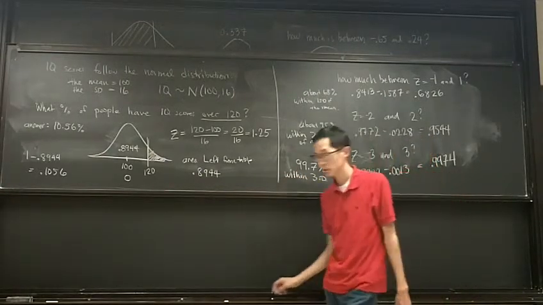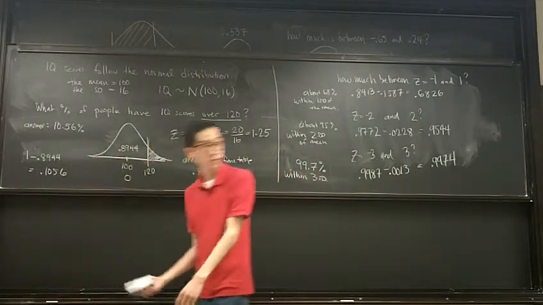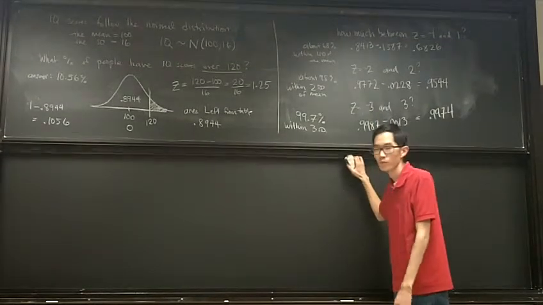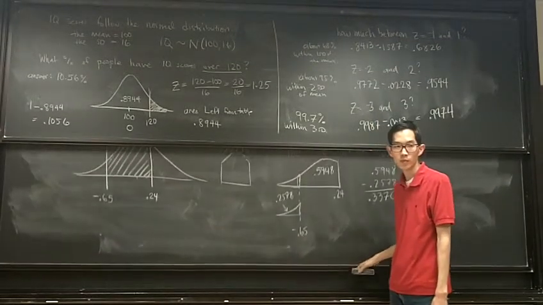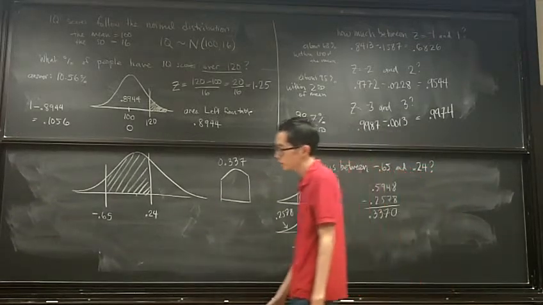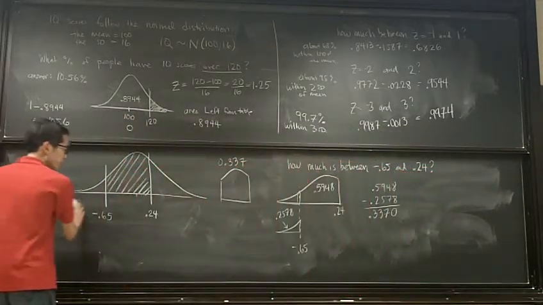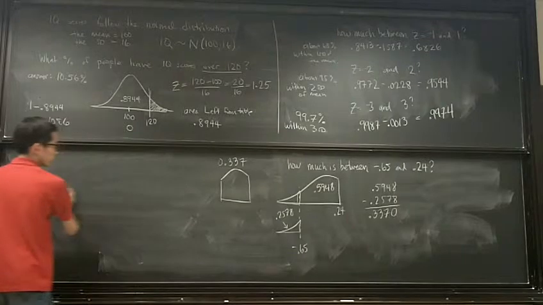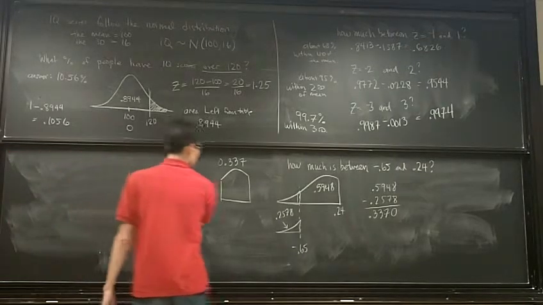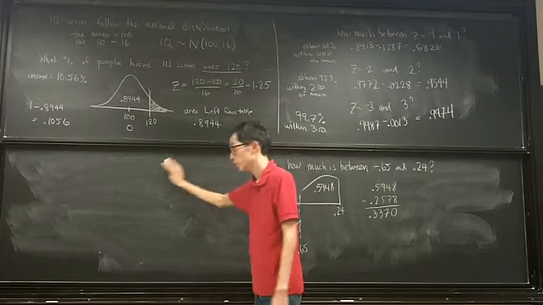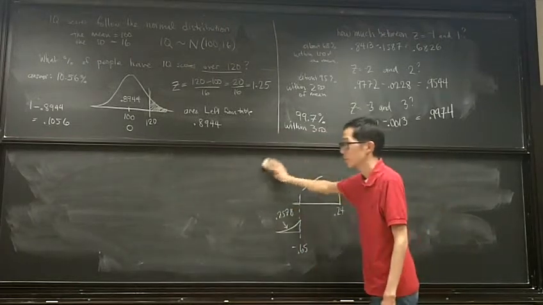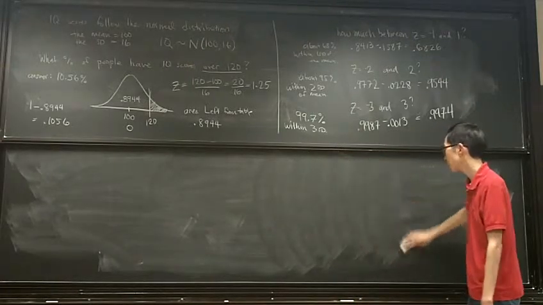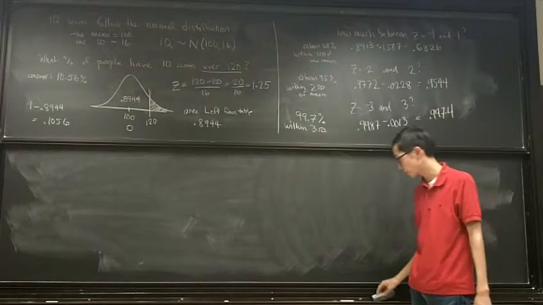Sorry if I sound like an idiot, but from the beginning, the mean is 100, and so you see 120, is that the first one after 100? The first z-score after 100? I thought it would be like 100 plus SD, standard deviation, so it would be 116. That would be the next z-score. That would be a z-score of 1. Okay, but somebody who has an IQ of 120, their z-score is not 1. Their z-score is 1.25.